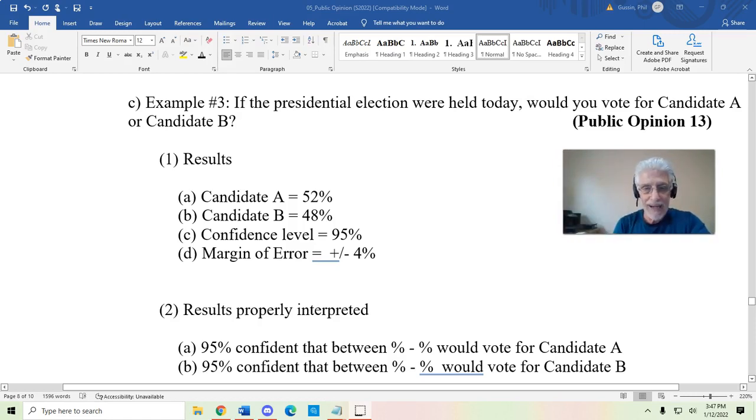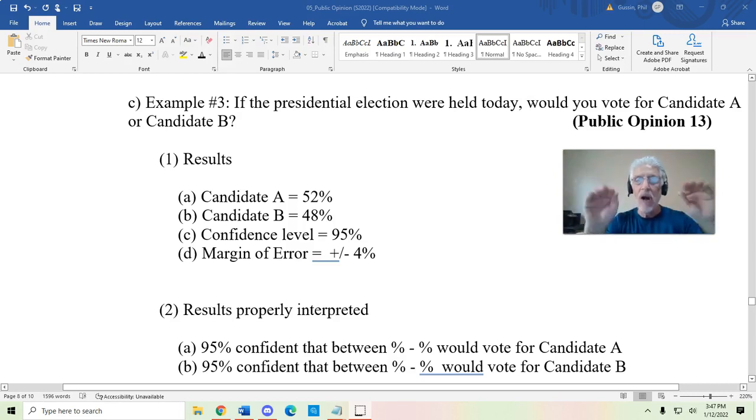Then, what about candidate B? What were the results for there? We're 95% confident that between 52% and 44% would vote for candidate B. Now, if you got different results than what I just reported, please go back and watch these videos again and make sure that you understand how I got them, because it's not going to be enough to just do the math. If you get a question about public opinion polls, I'm going to want to know that you know how you came up with those numbers.